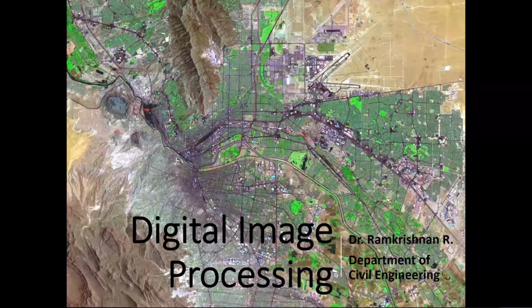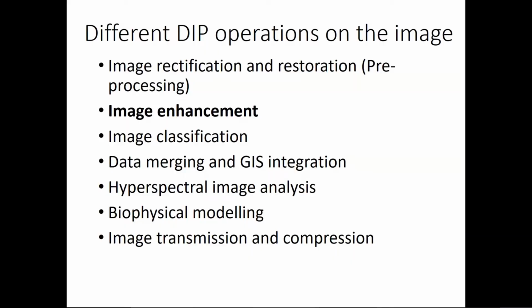Okay, so we started with digital image interpretation, then we moved on to the various digital image processing techniques. So, can you name the few techniques or processes that we can do? So we saw various processes: image rectification and restoration, which was basically image pre-processing. Then we have image enhancement, classification, data merging, hyperspectral image analysis, biophysical modeling, image transmission, and compression.